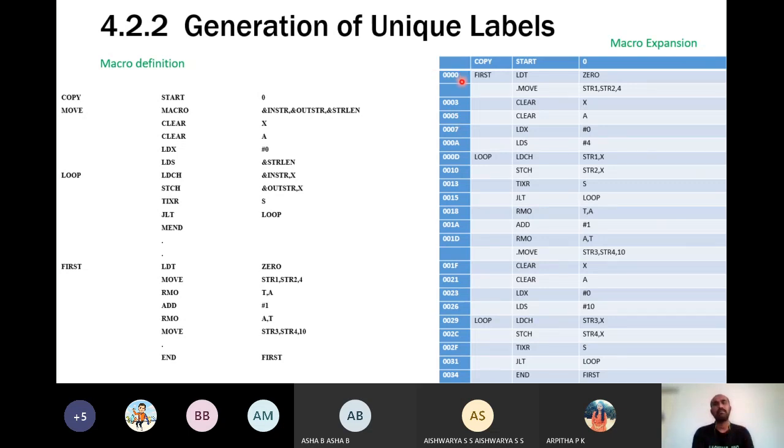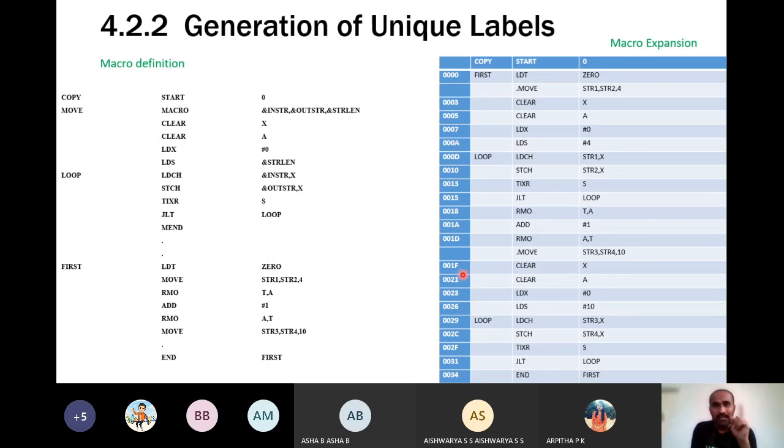Take up an example, you can observe this. What is the starting address? It is 0. So start from 0. This is LDT 0. It is a format 3 instruction, so allocate 3 bytes. Again clear X. It is a format 2, so allocate 2 bytes. Again clear A. It is a format 2. Like that you keep assigning based on format 1, 2, 3, 4. So the assembler will assign the addresses.